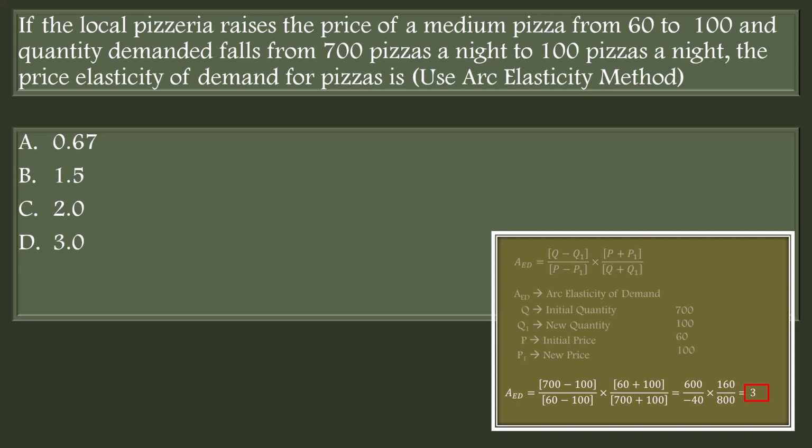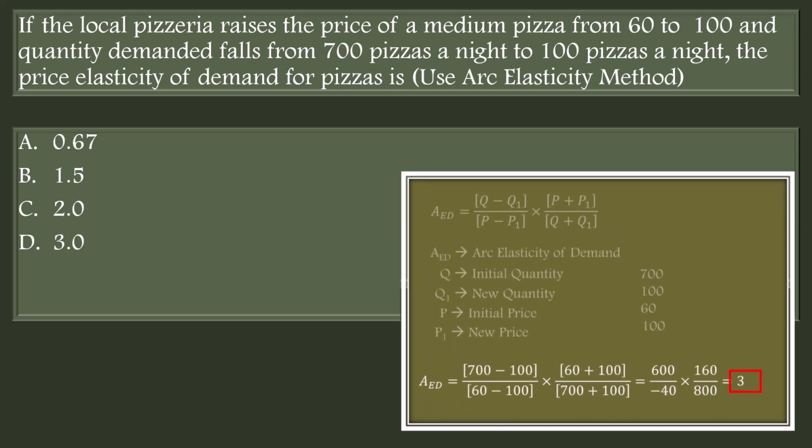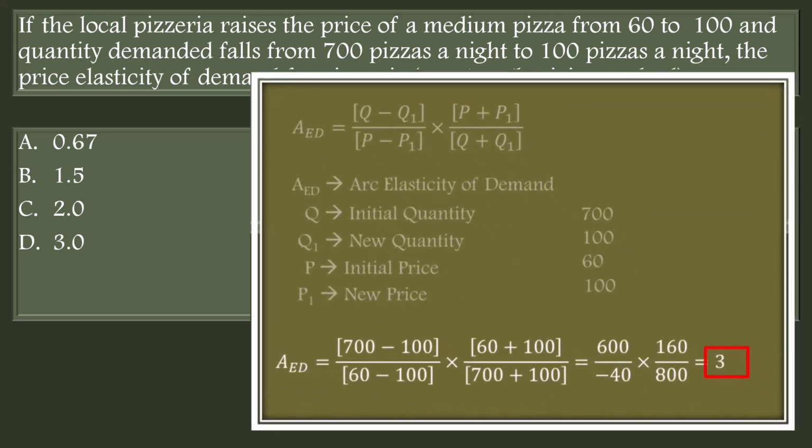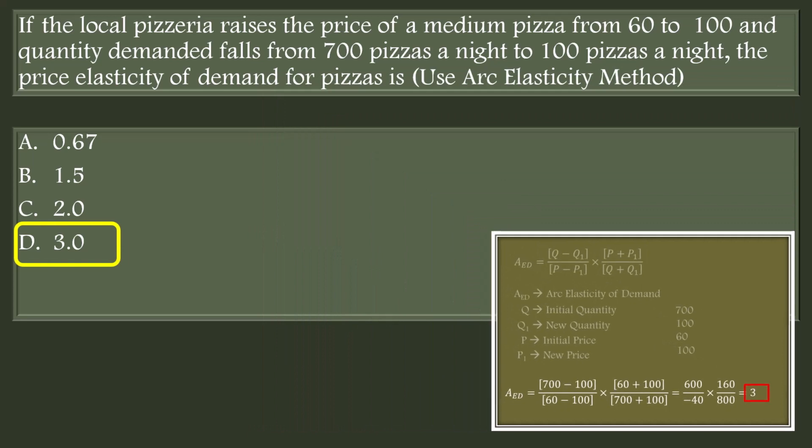This is also a problem involving arc elasticity of demand. Substitute the values in the formula. Q initial quantity is 700, Q1 new quantity 100, P initial price 60, P1 new price 100. Now solve. Elasticity is 3. Option D is the answer.